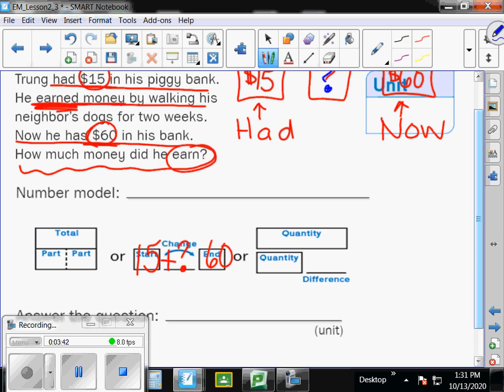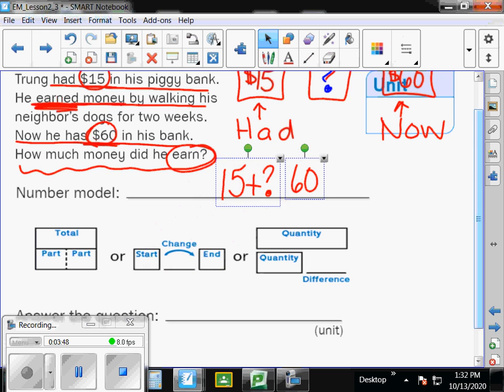Now I love this start, change, end diagram because it's perfect for making a number model. All I got to do is just put those numbers up there and put an equal sign right there. Okay, there's my number model. 15 plus something equals 60. I'm starting out with 15, I'm adding something, and I'm going to end up with 60. Now pause the video, try to work out this problem and see if you can get the correct answer, then start the video and I'll give you a couple strategies that I would do to figure this out.